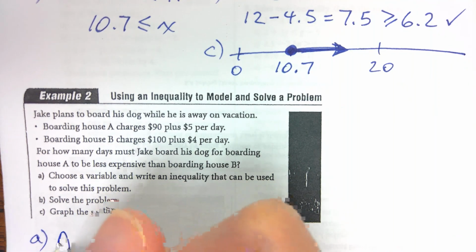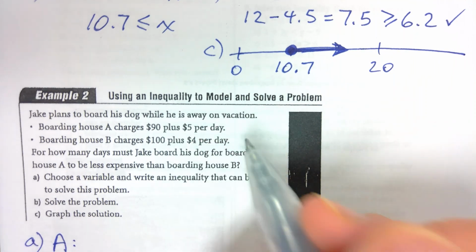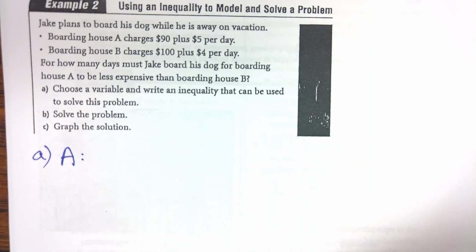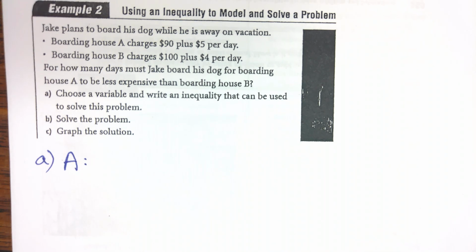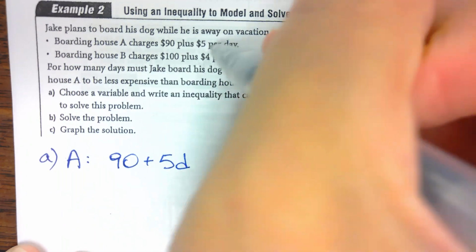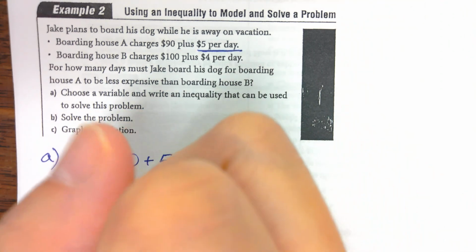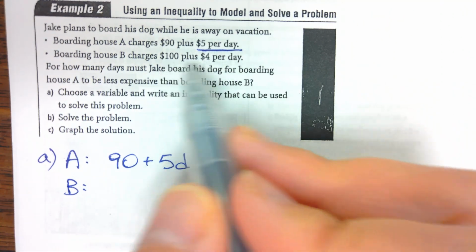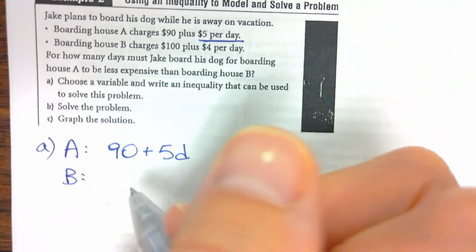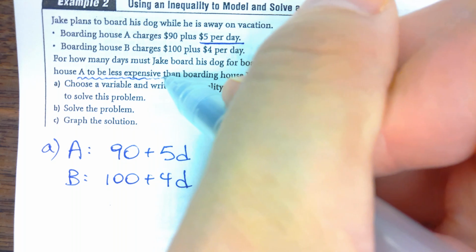Perfect. So A, choose a variable and write an inequality that can be used to represent this problem. For boarding house A, what's my expression? $90 and $5 per day. Yep, 90 plus 5D. Good. The per day part tells you that this is where I should put my variable, just like the previous example that we did with the pizza topping. What about for B? 100 plus 4D. Perfect.